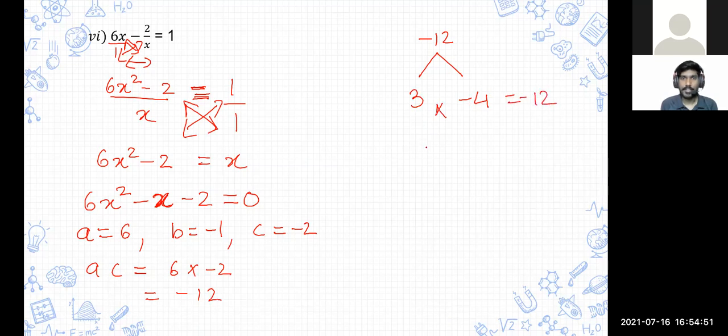Hey, can you hear me? Yes, I can hear you. And if you subtract them, you'll get minus 1, which is the middle term. So this is minus 12, so 3 and minus 4. Can you complete the sum from here? Yeah.